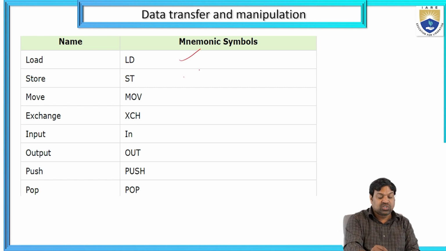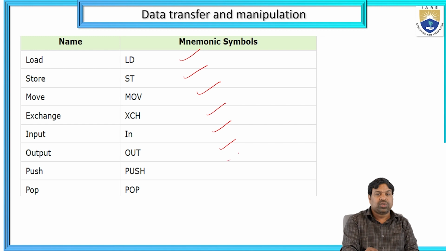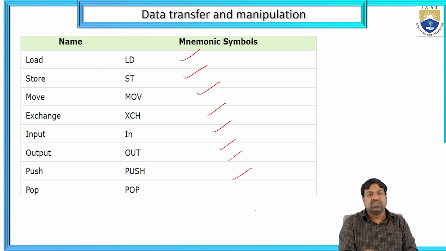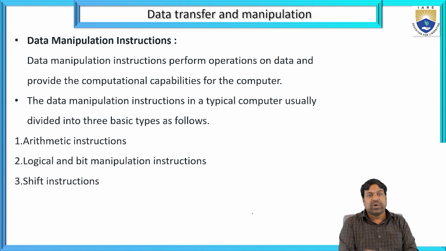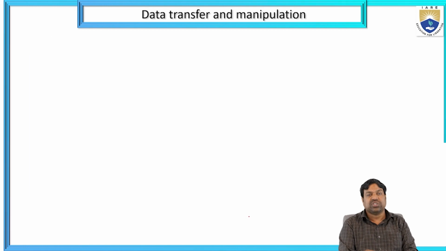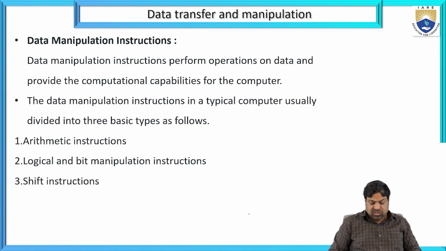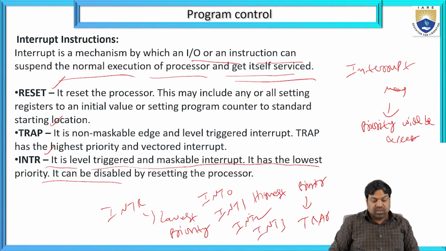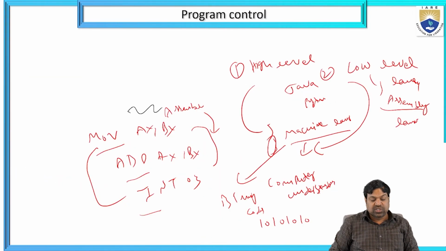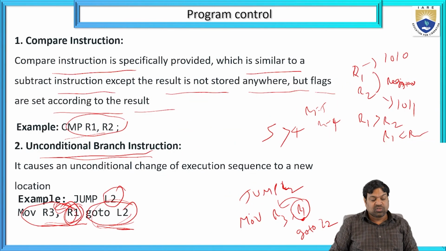So load LD, store ST, move MOV, exchange, input, output, push, pop. So these are the data transfer instructions. And data manipulation means when we are performing arithmetic, logical, and shift instructions, that are called data manipulations. Okay, so these are about the program control and its operation and instructions with numeric codes.